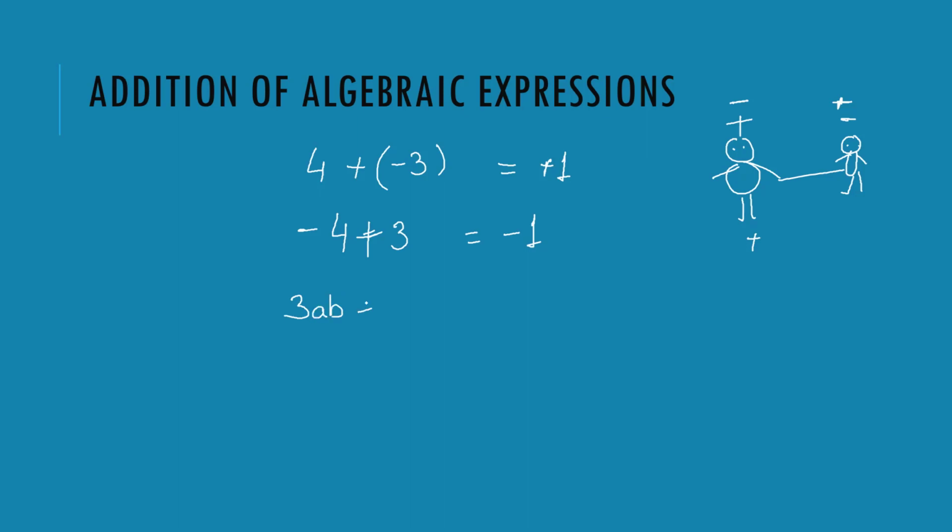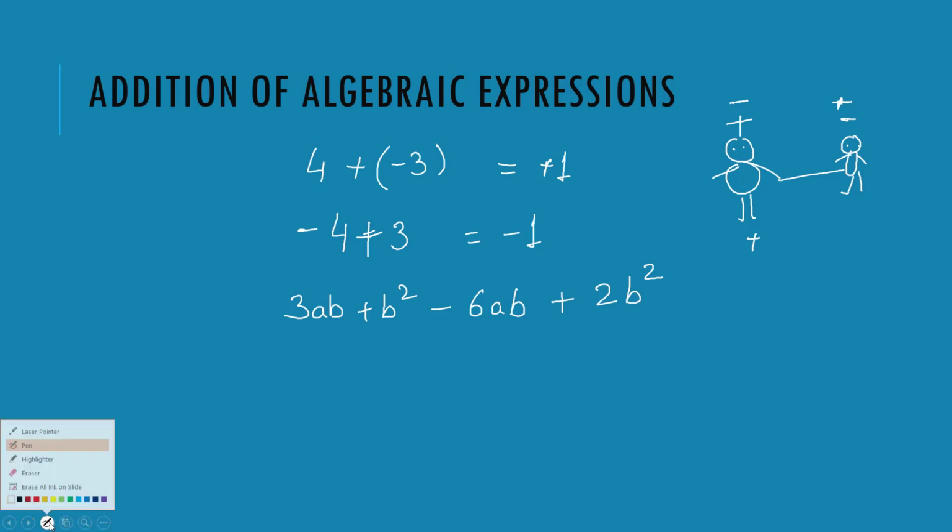3ab plus b square minus 6ab plus 2b square. Can you do it quickly for me? Yes, I can. Okay, so I'm going to start off with ab. I've got 3. I'm going to cut off this, minus 6. Put them in a bracket.